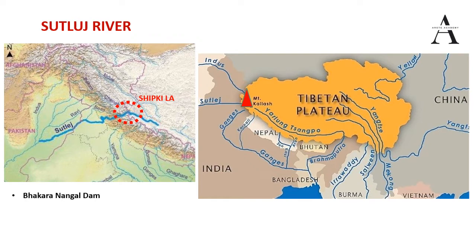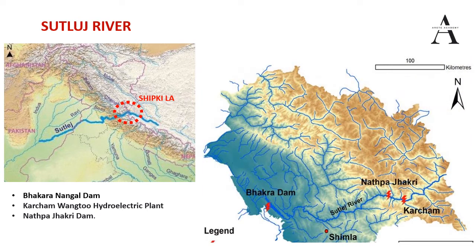Now we will see a few important dams on Satluj River. The first one, which has already been mentioned in the question, is the Bhakra Nangal Dam. The second is the Karcham Wangtoo hydroelectric plant, and the third is the Nathpa Jhakri Dam. We will also locate them on the map. Here you can see your Bhakra Dam, then we have the Karcham hydroelectric plant and the Nathpa Jhakri. So this is about Satluj River.